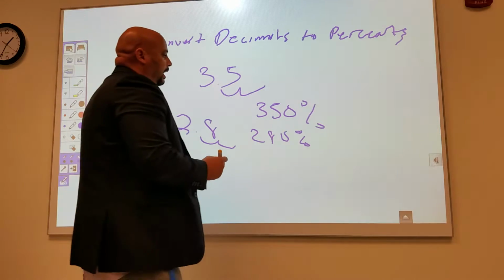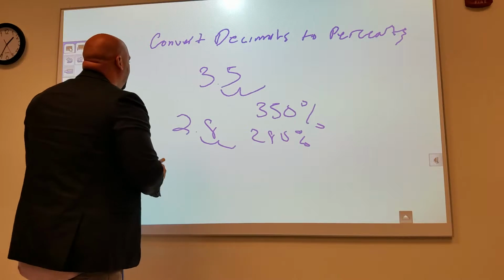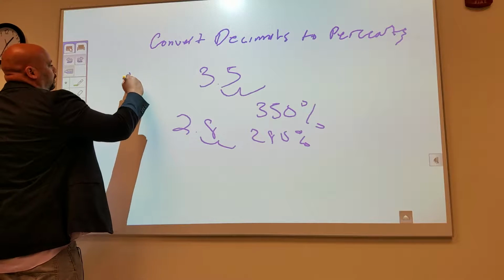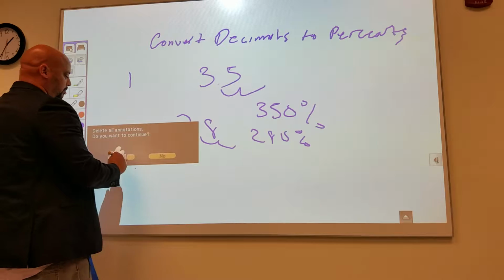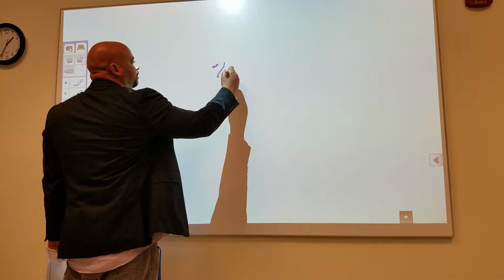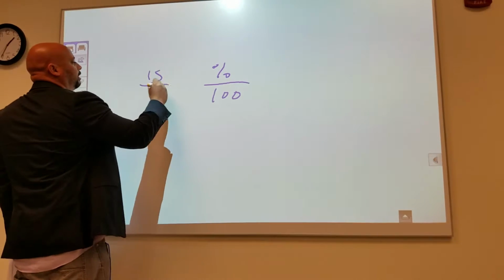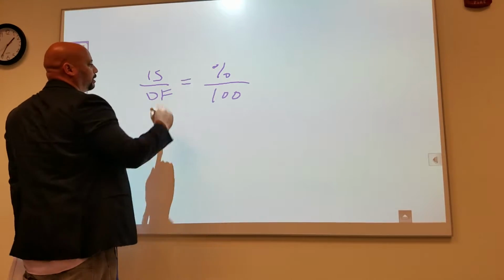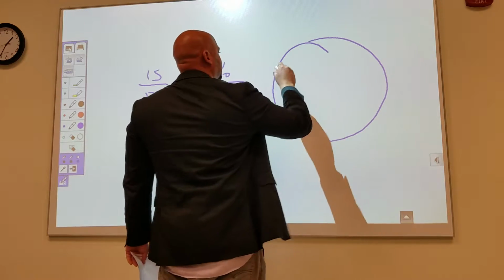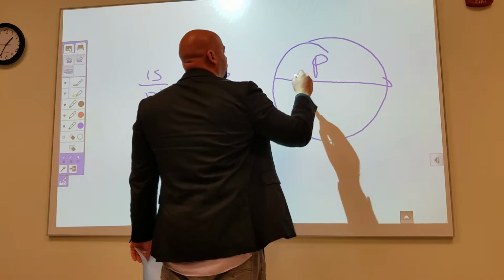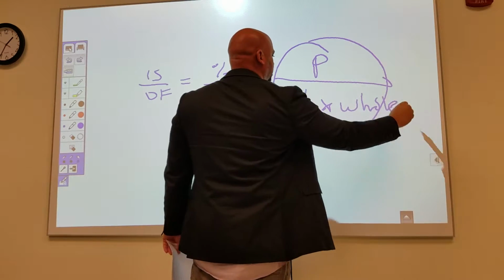Okay. Now, if we have percent, first of all, let's talk about percents because I don't want to get too big. Percent means always over 100. They have something called is over of equals percent over 100. Okay. What I like teaching students is this percent circle, which is part divided by percent times whole. Essentially, if you know this, you can solve anything.